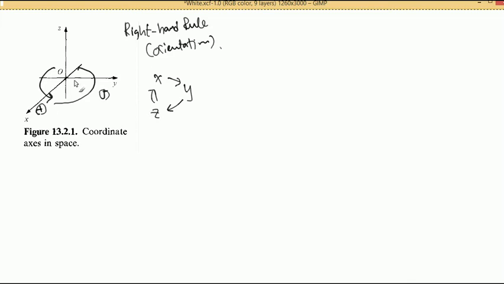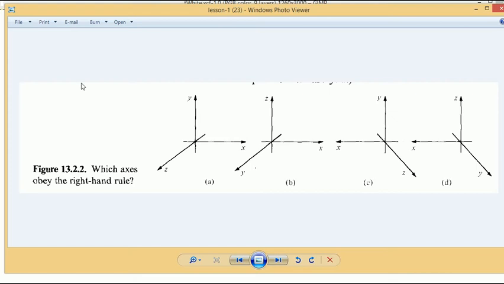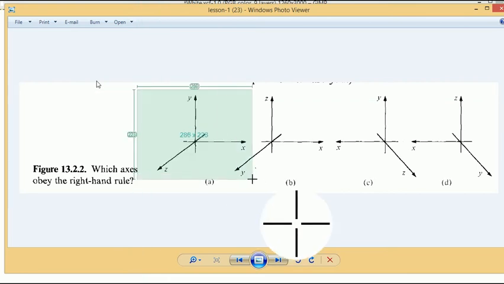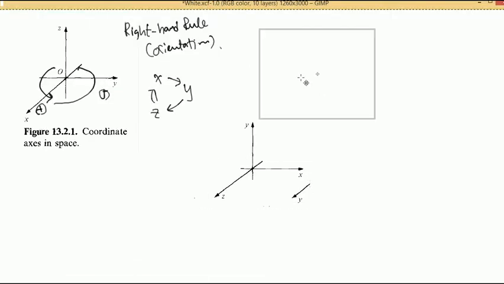If you put your fingers in that direction, your four fingers, your thumb is actually pointing the same direction as Z. Then if it's disoriented and it's a slightly different picture, you can use this test to see if it is correctly sketched. But often, you don't need that much juggling, just figure it out. But here are some examples. See if you can use your right hand to determine if this is the correct picture or not.